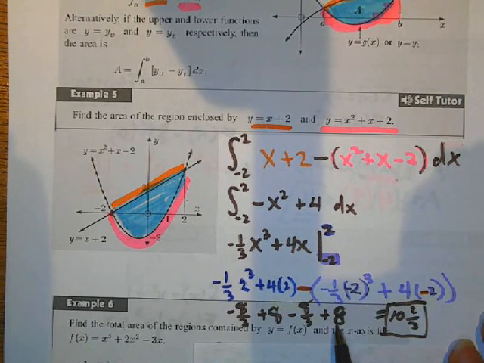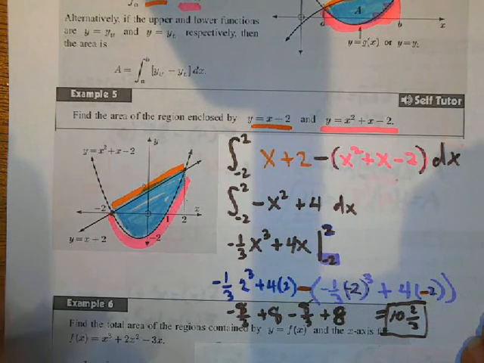You might want to hit pause if you're confused about the signs. Like this is 8 because I have minus, and then this is 4 times -2, which gives me -8. So minus -8, that's why this is +8. So be careful with the signs.